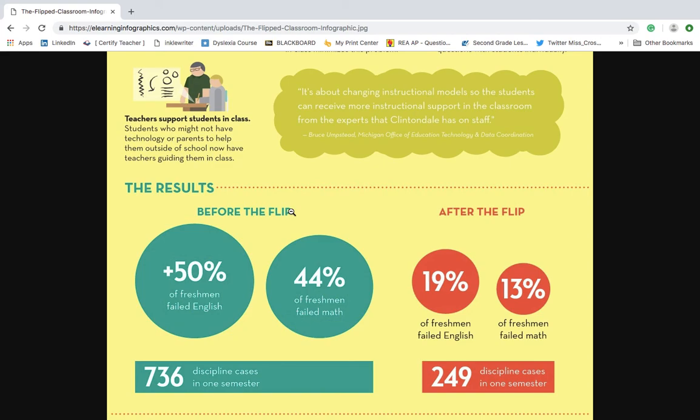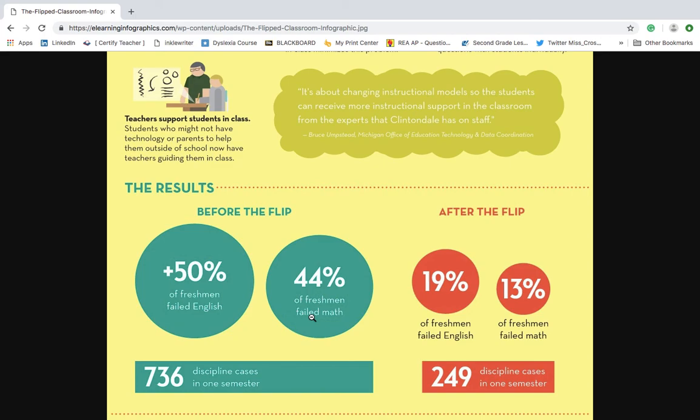Look at before the flip. 50% of freshmen failed English. 44% failed math. That is 736 cases of discipline in one semester. Do you think that happened because they failed subjects? Absolutely. I know if I did poorly, I didn't want to do any more work in that class. So then that's when discipline comes in.